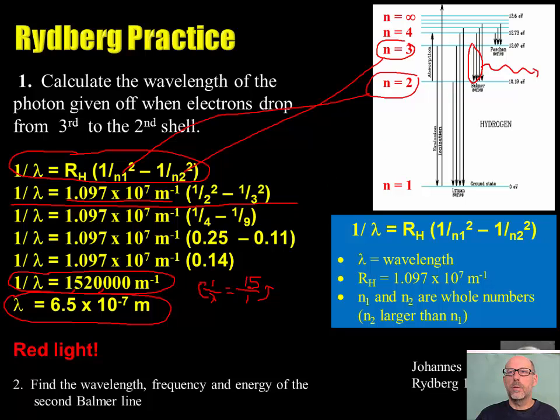It's not a big jump. It's only from the third shell down to the second shell. So red light is not that high energy. If we had done this calculation going from, say, the fifth or the sixth shell down to the second shell, probably we would have gotten a higher energy, shorter wavelength. For example, maybe we would have gotten 4 or 5 times 10 to the negative 7th meters, and that would have been like violet light or blue light.